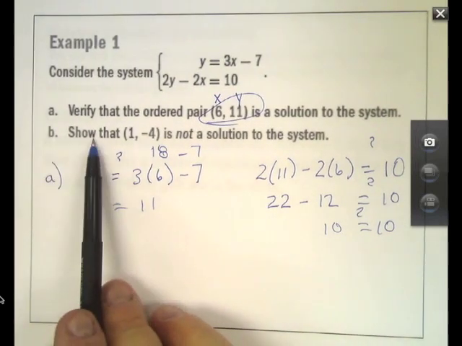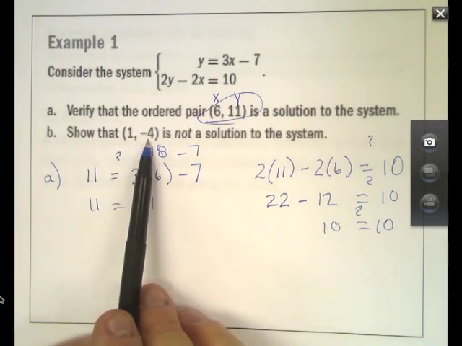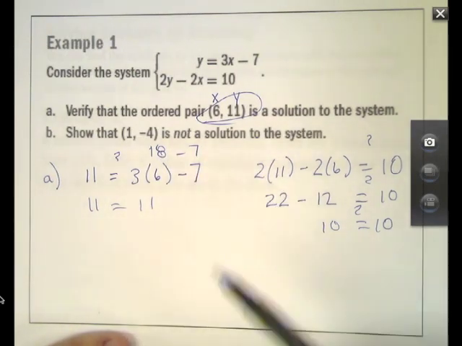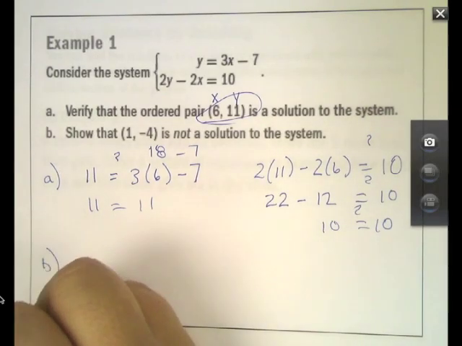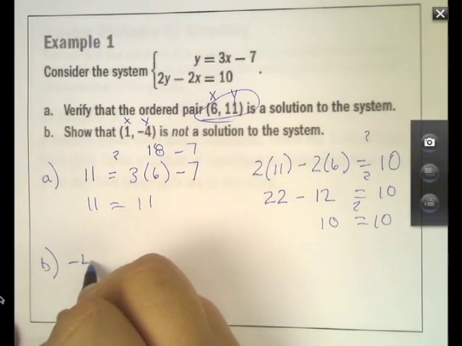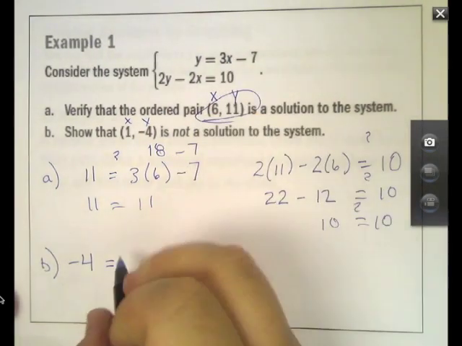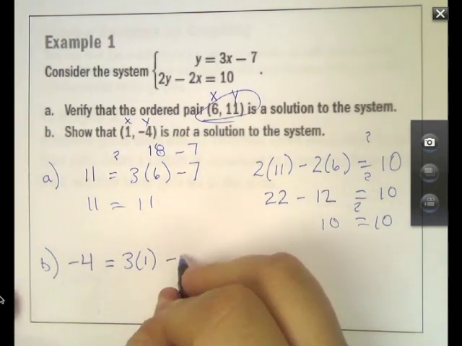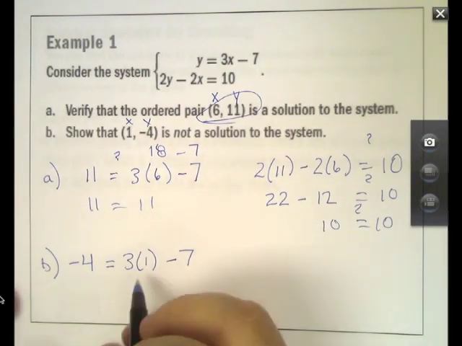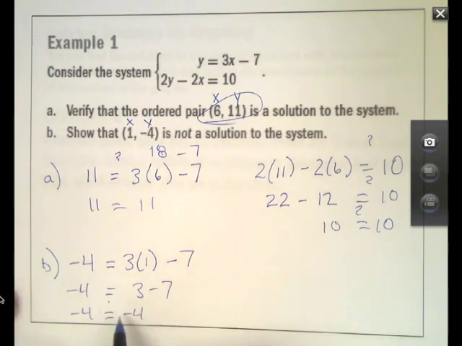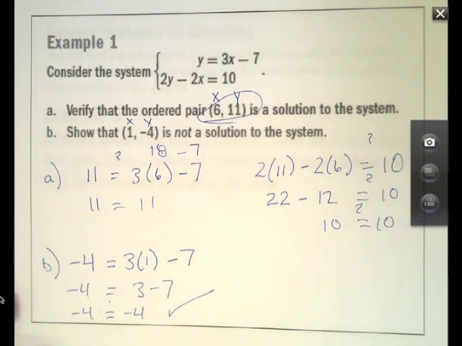B says, show that 1, negative 4 is not a solution to the system. Remember, it has to work on both. So let's try it on the first one. Here's my x, here's my y. Y is negative 4, which equals 3 times x, which is 1, minus 7. Well, 3 times 1 is 3, minus 7. Does negative 4 equal negative 4? Yes, it does. It works out here.